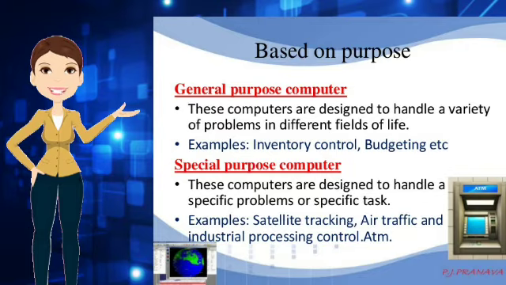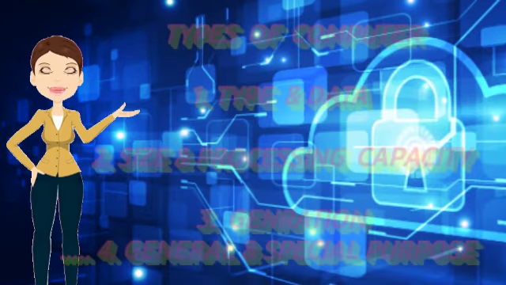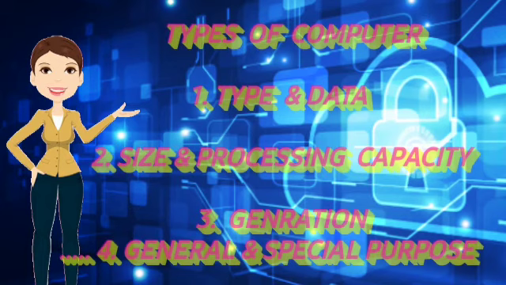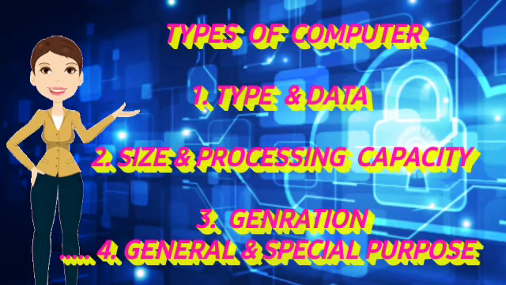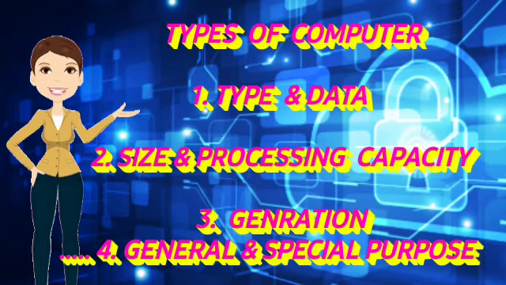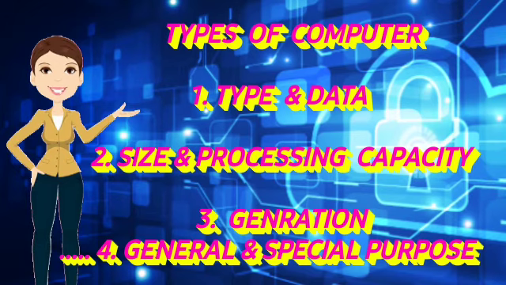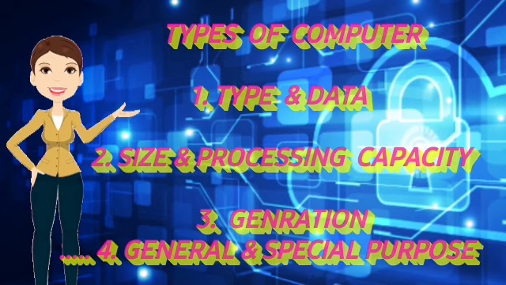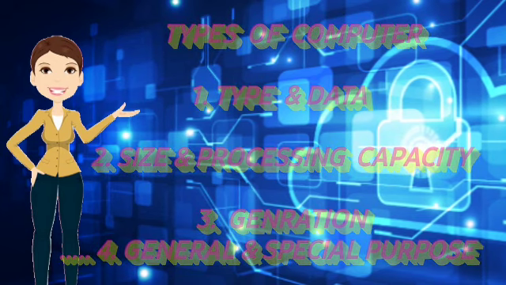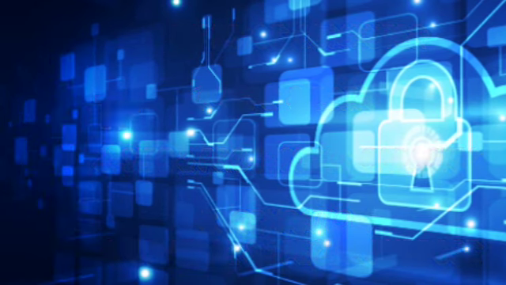Okay students, do you understand? These are the four types of classification of computers. The first one is size and base. The second one is size and processing capacity. The third one is generations, and the fourth one is special and general purpose. These are the types of computers we classified. Okay, thank you students.